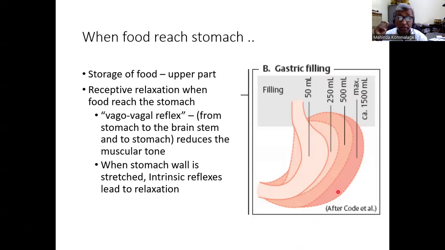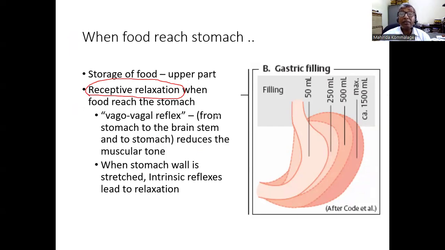Actually, this expansion is some sort of relaxation of the stomach wall. It relaxes the stomach wall and allows for the storage. That relaxation we call receptive relaxation. Receptive means reception. It's like a reception for the food. So the stomach will relax, and that we call receptive relaxation.